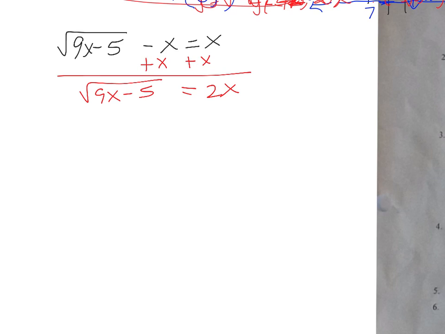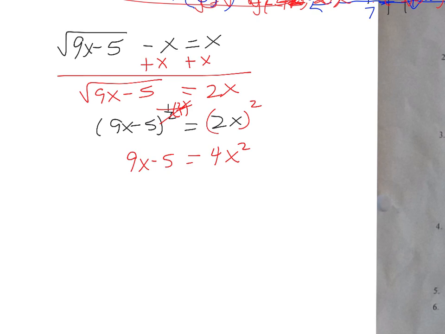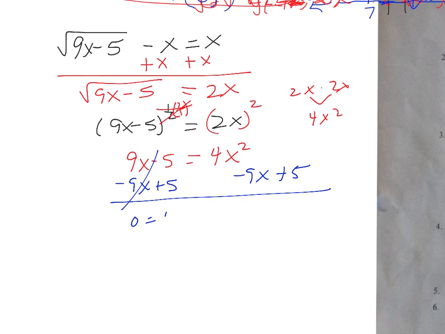So you want to rewrite your radical as an exponent, so it's 9x minus 5 to the 1/2 power. Remember, square root is 1/2 equals 2x. To get rid of the 1/2, we multiply it by its reciprocal, which is 2/1. Raise this to the 2/1 power, which is 2. So that just becomes 1. So it's 9x minus 5 equals 4x squared. When I square 2x, that's 2x times 2x is 4x squared. It is a quadratic, so it has to equal 0. So we're going to minus 9x, add 5. So 0 is equal to 4x squared minus 9x plus 5.